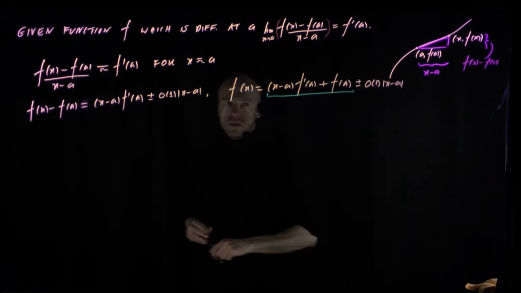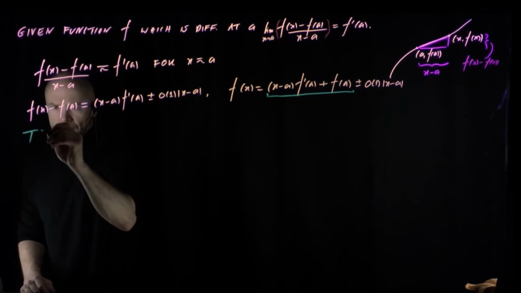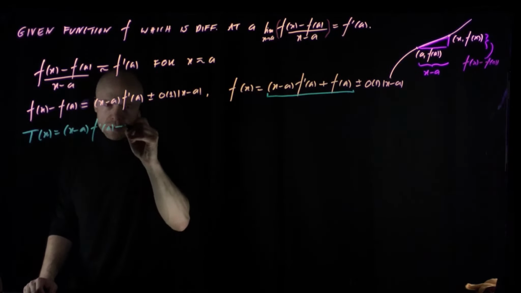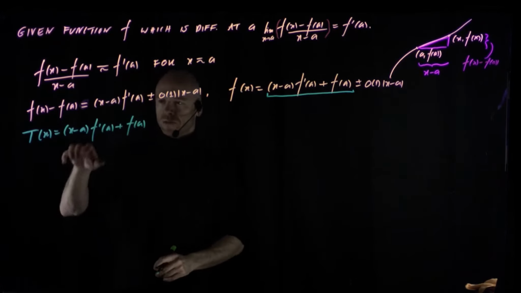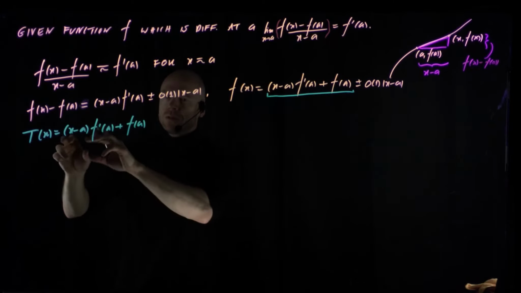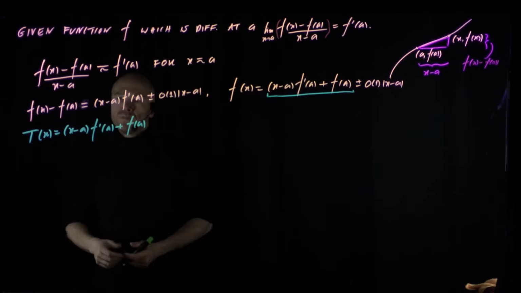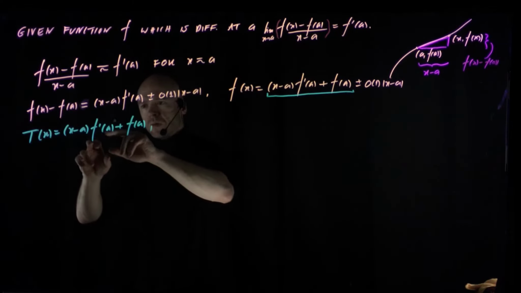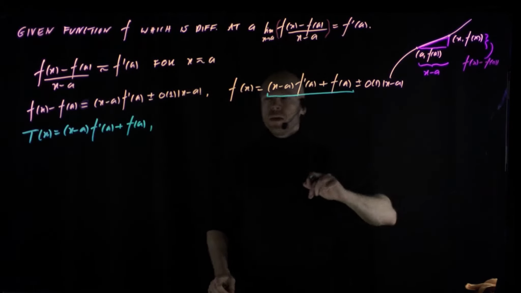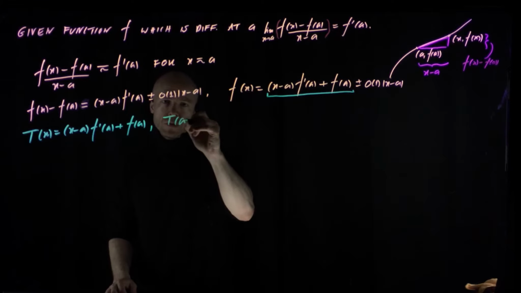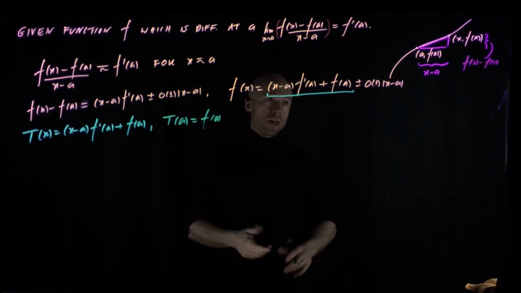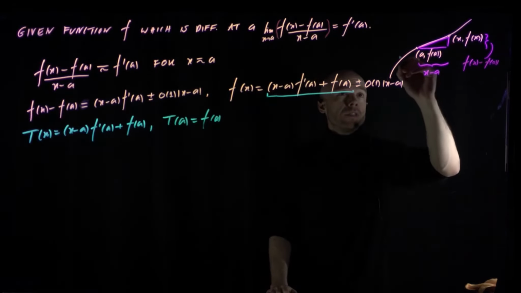Now, this part right here should seem somewhat familiar, right? If we write t of x is equal to (x minus a) times f prime of a plus f of a, what do we notice about this function? Well, it's a linear function, right? Because if we expand this out, it's just a constant times x plus another constant. So it's a linear function. And if we look at what the slope of this linear function is, it's given by f prime of a, which is the infinitesimal slope of the graph at a. And if we stick in a inside this, we just get f of a. So this linear function goes through the point a, f of a. In fact, this is exactly the tangent line, right? So this is exactly the tangent line.